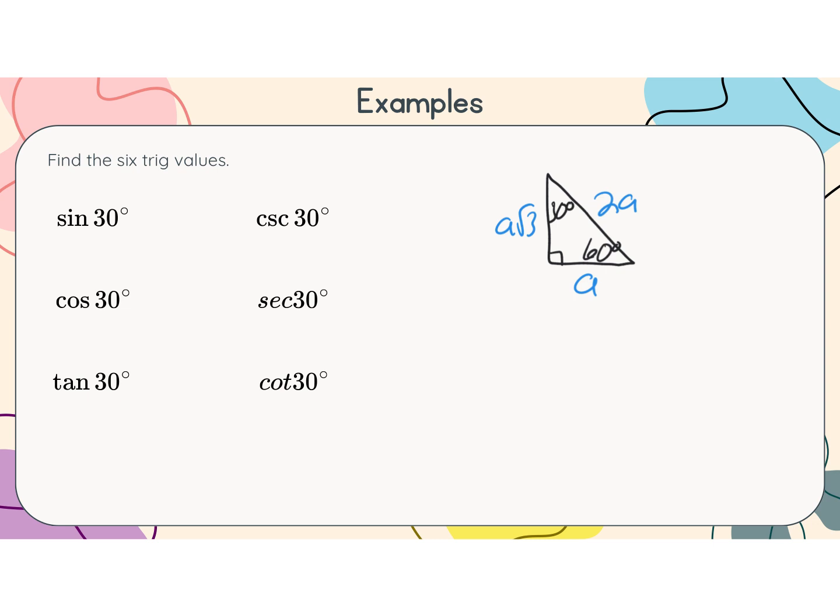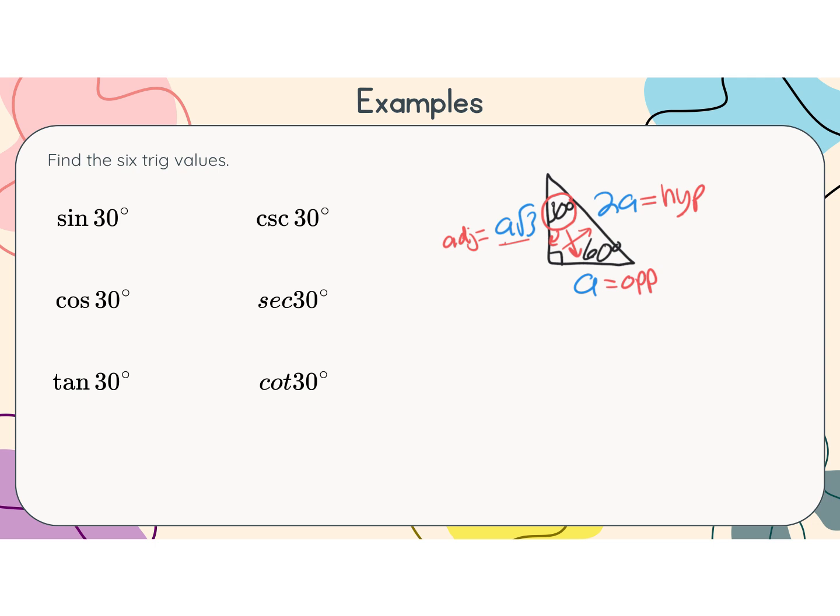Since we're trying to find the 6 trig values of 30, 30 is our angle of interest right here, right? So that means the side opposite of 30 is A. A represents our opposite side. Now, the adjacent side is the side right next to it, which is A square root of 3. This is our adjacent. The hypotenuse, whether it's the 30 or the 60, is going to be 2A. So now that I have these sides labeled, it doesn't matter if it's A, it doesn't matter if it's any other number.